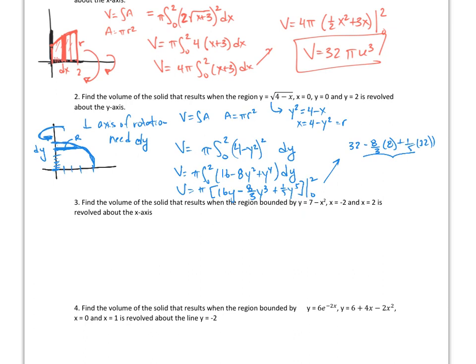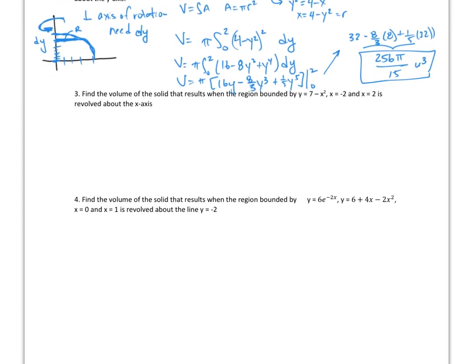And quickly cleaning this up, I've got my calculator here on the side. You'll get 256 pi over 15 cubic units when all is said and done. All right, moving on to the next one.